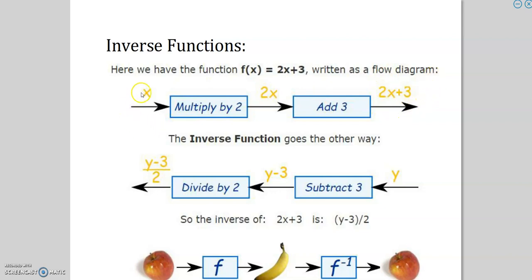Because if I put a number into this one, and then took my output and put it into this one, it would give me back what I started with, just like this.